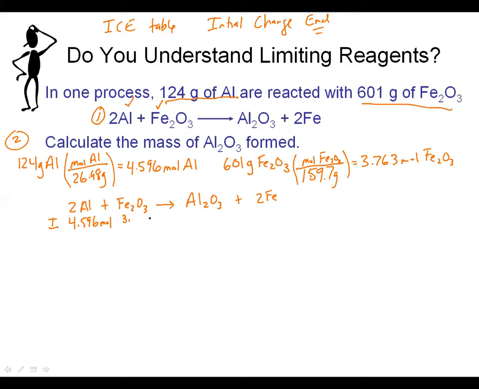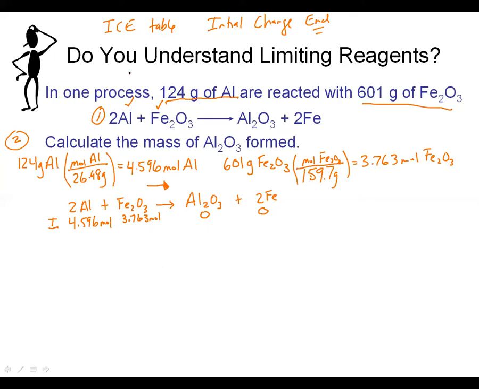We also have the moles of the iron(III) oxide that we calculated above, which is 3.763 moles. And now for our product side, we are assuming that this reaction is heading in this direction, which means we have not produced any of these initially. So it is safe to start with initial moles for each of those as 0.